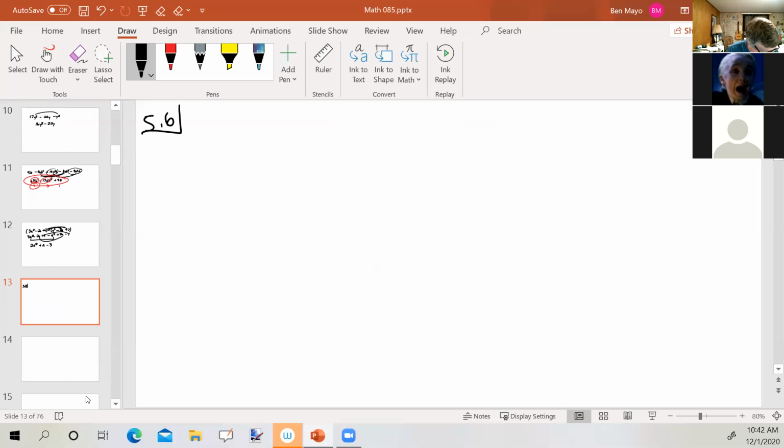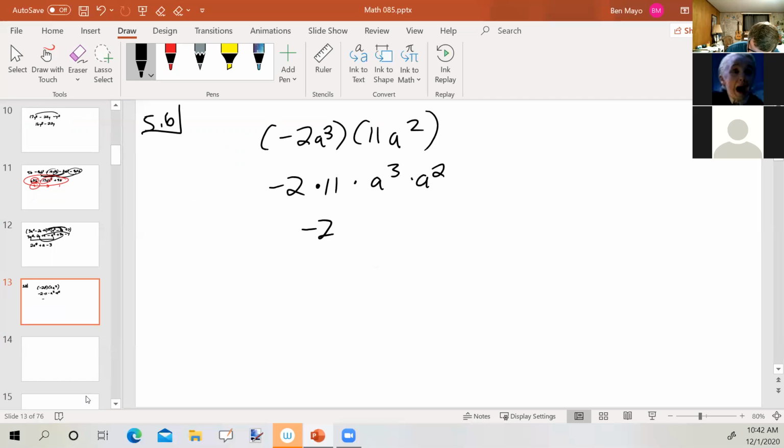If we have something like this, negative 2a cubed times 11a squared. Well, let's see here. We could rearrange that as negative 2 times 11 times a cubed times a squared, which would be negative 22 a to the 5th power. We could go straight there from the top problem, but just showing how things get put together there.